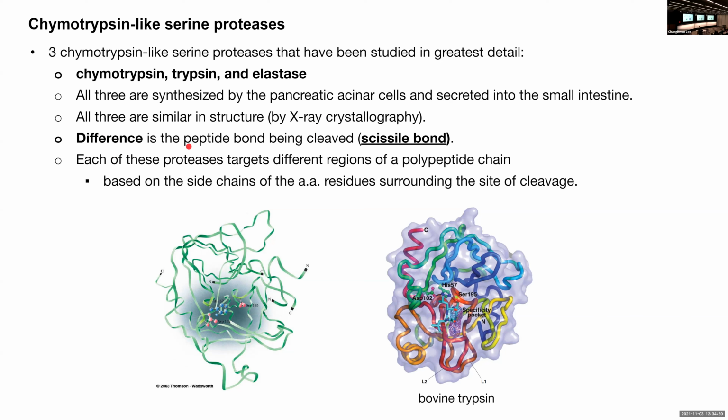But the differences are in their substrates, specifically where on the polypeptide they make the cleavage. And those peptide bonds that are cleaved are called scissile bonds. So that means these three different serine proteases have different scissile bonds as their targets. Each of these proteases targets different regions of a polypeptide chain, and that property is determined by the active site of the serine proteases: what kinds of amino acids are forming the active sites, as well as how those side chains are exposed or arranged there.